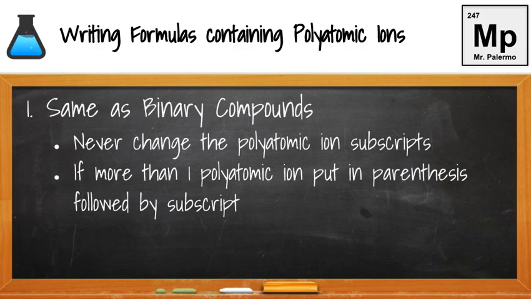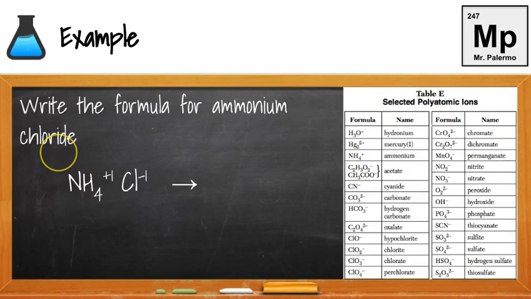So now let's look at how we write formulas containing polyatomic ions. Well, it's going to be the same as what we did for the binary compounds. A couple key things. Remember that we never change the subscripts for polyatomic ions. They are locked up. And when we're writing a chemical formula, if there is more than one of the polyatomic ions, we're going to put parentheses around it, followed by the subscript for the number of those polyatomic ions used.